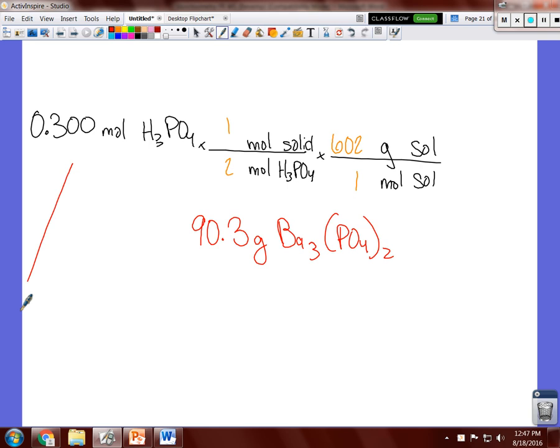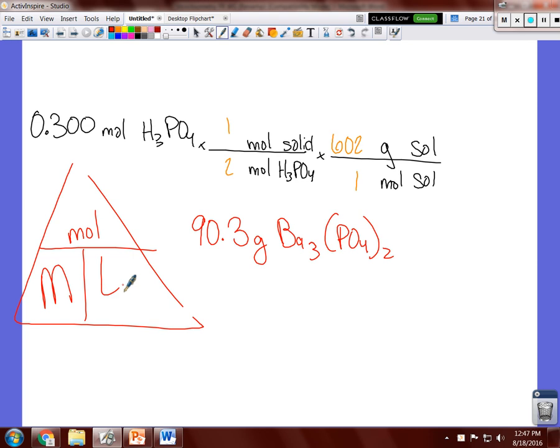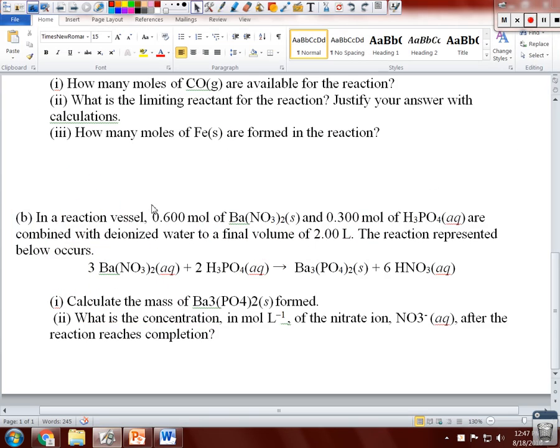That's interesting you asked that. That's what we're doing tomorrow. All right, number 2. What is the concentration in moles per liter of the nitrate ion after the reaction reaches completion? Now, this is where it gets kind of strange.